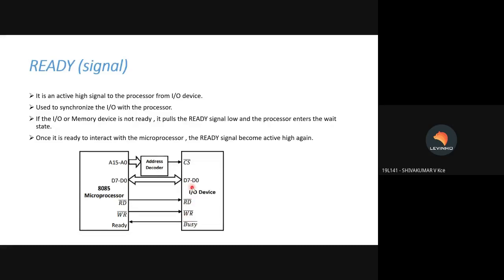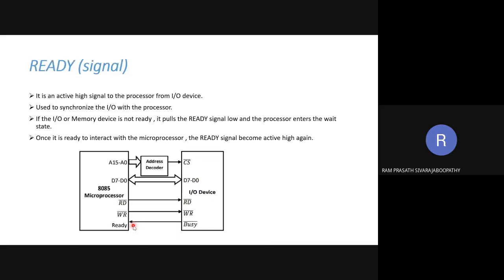Once the busy signal is given to the microprocessor, the CPU enters the wait state. Only after the busy signal becomes low will the ready signals be enabled. Shivakumar, actually busy is active low, correct? Yes, sir. Once the signal goes high, the processor can communicate.